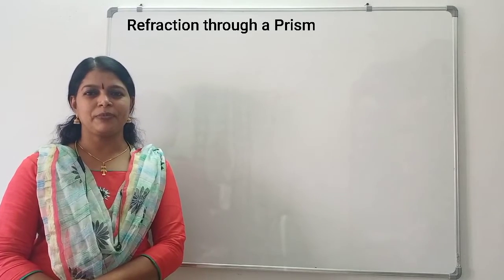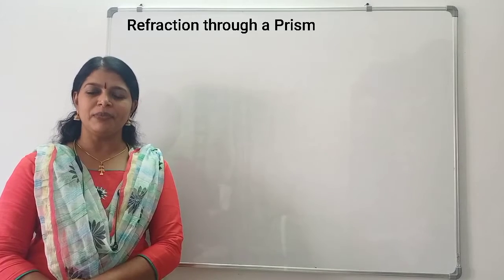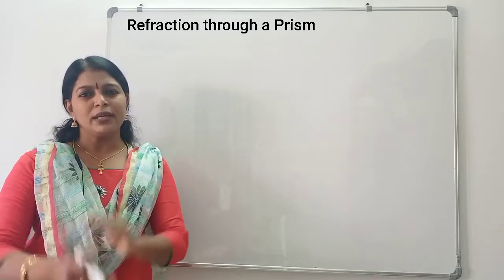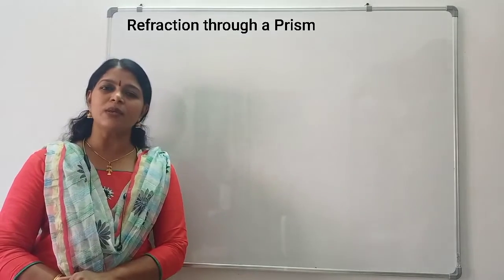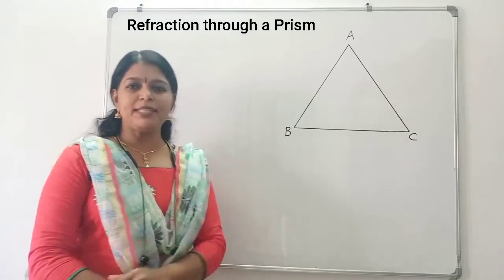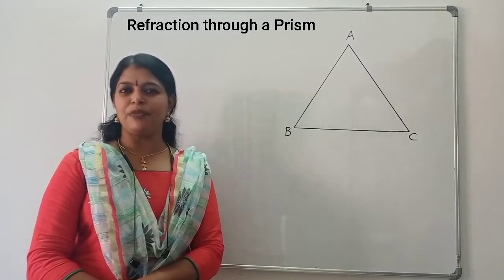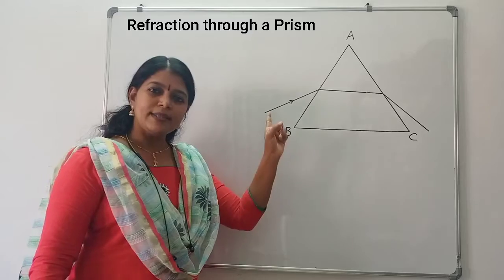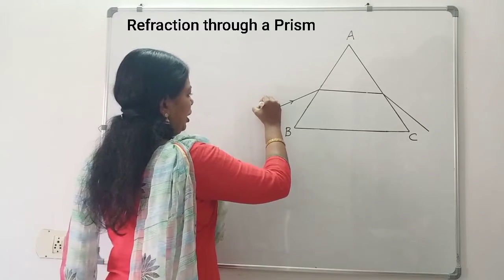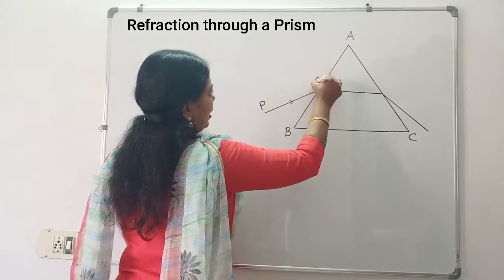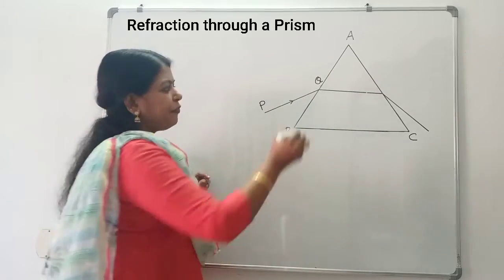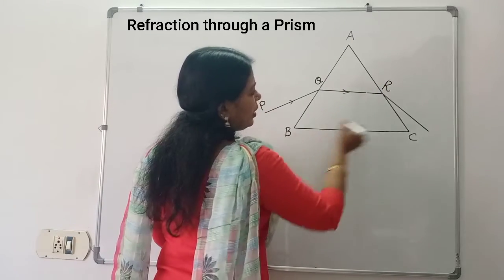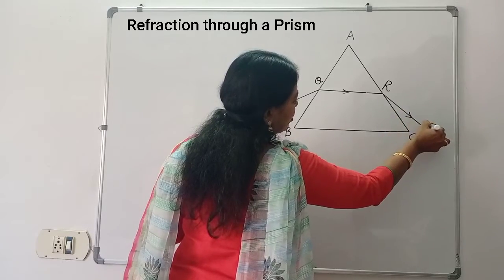What is a prism? A transparent medium bounded by 2 or 3 plane surfaces inclined to each other is called a prism. Let ABC be the principal section of a prism and A be the angle of the prism. Consider a ray of light PQ incident on the prism, refracted along QR, and RS is the emergent ray.